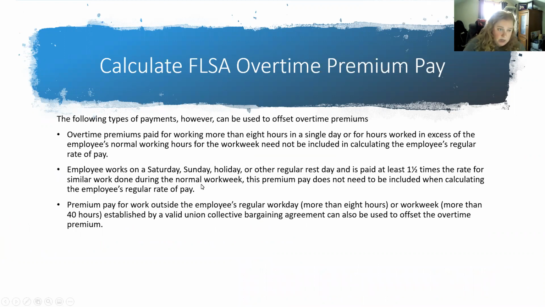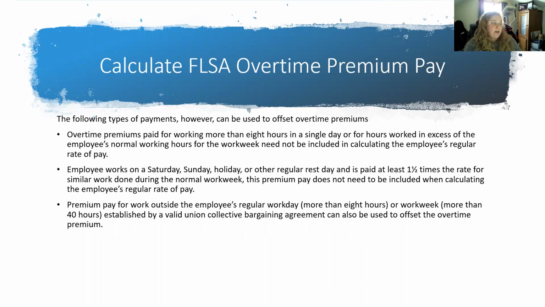There are some types of payments that can be used, however, to offset overtime premiums. So overtime premiums paid for working more than 8 hours in a single day, or for hours worked in excess of an employee's normal working hours for the work week. So for example, in Colorado, if you work over 12 hours in a day, you get overtime on those hours. Those hours that you work over 12 in a day have already been paid at an overtime premium, so you don't have to count them in your 40 hours for the week, if that makes sense.